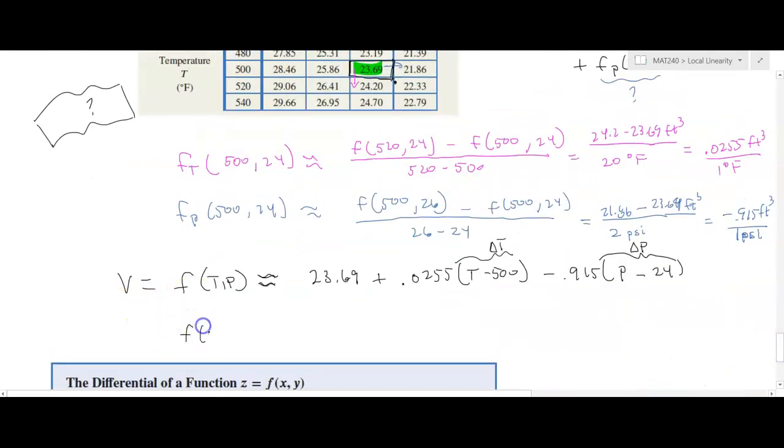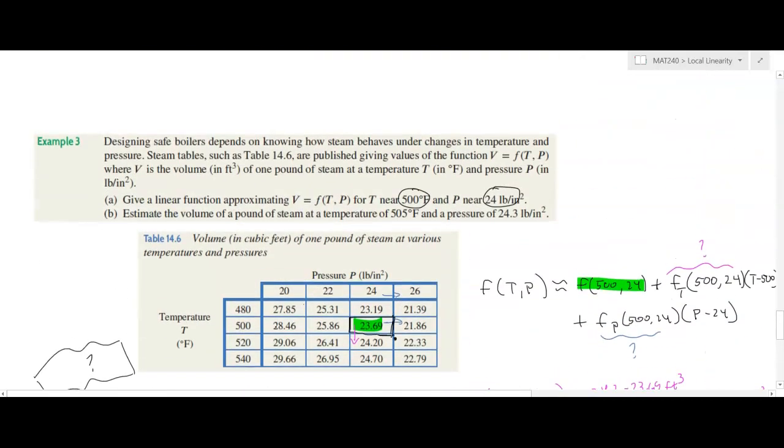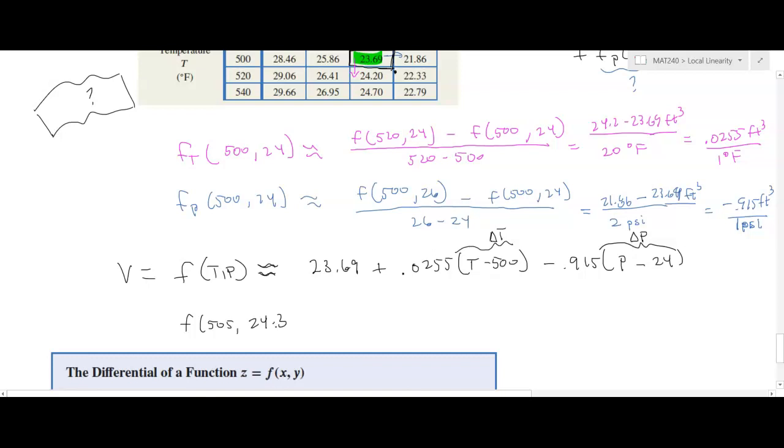So to estimate f of 505 comma 24.3, to estimate that value, now I can plug it into my linearization. I'm going to put in 505 for the T here. I'm going to put in 24.3 for the P value here. And once all that is said and done, I'm going to say that for that temperature and that pressure, we're talking about 23.54 cubic feet of volume.